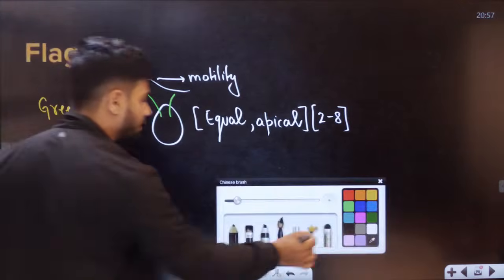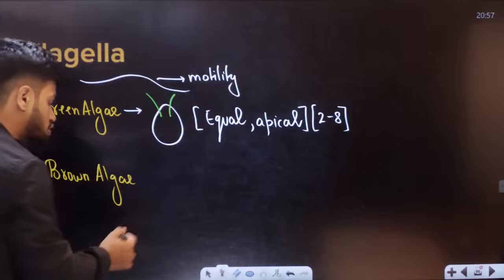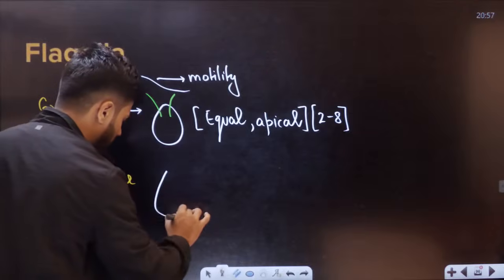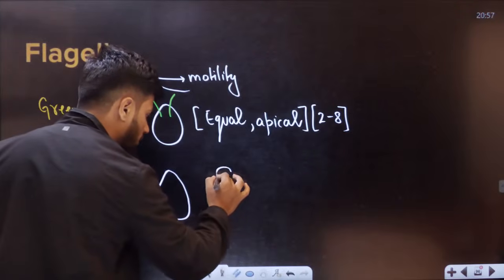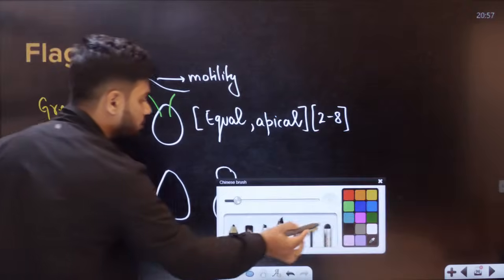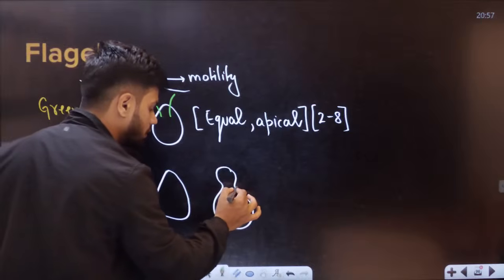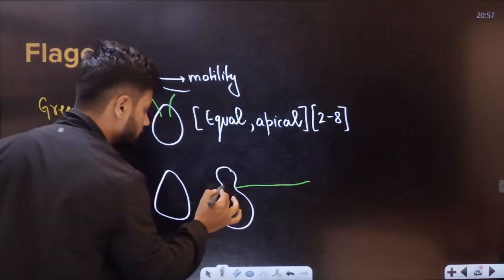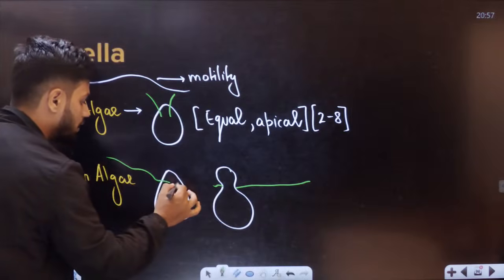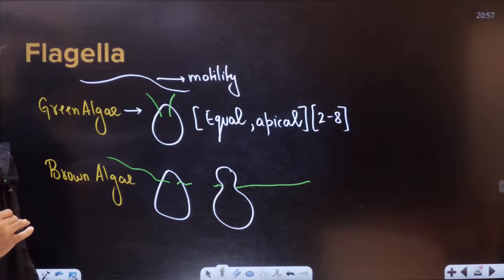Now students, in the case of brown algae, the gametes have a pyriform or pear shape. They look something like this, or something like this. Now here, how are the flagella, students? Flagella here arise laterally, and if you notice, students, these flagella are almost unequal. All of you, yes or no, students? Understanding?